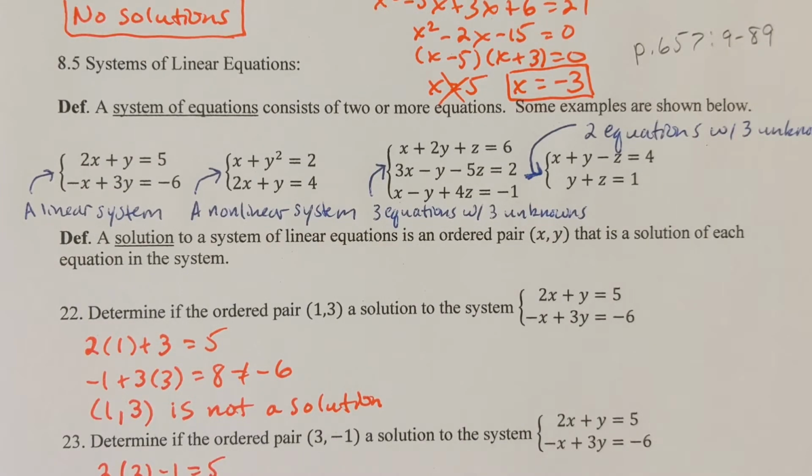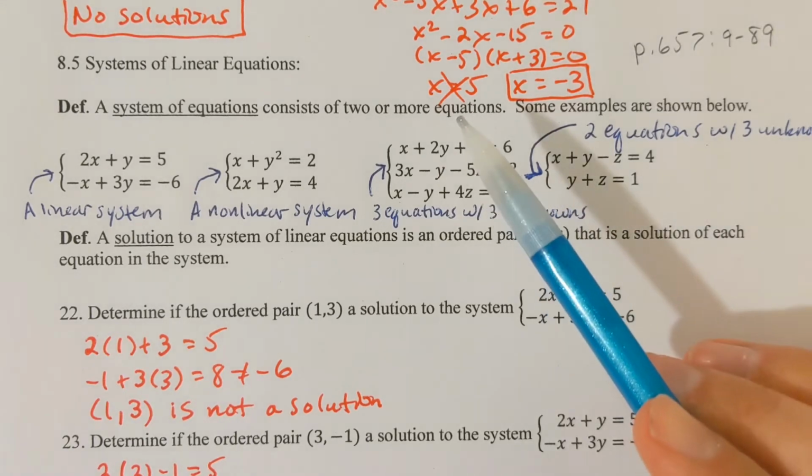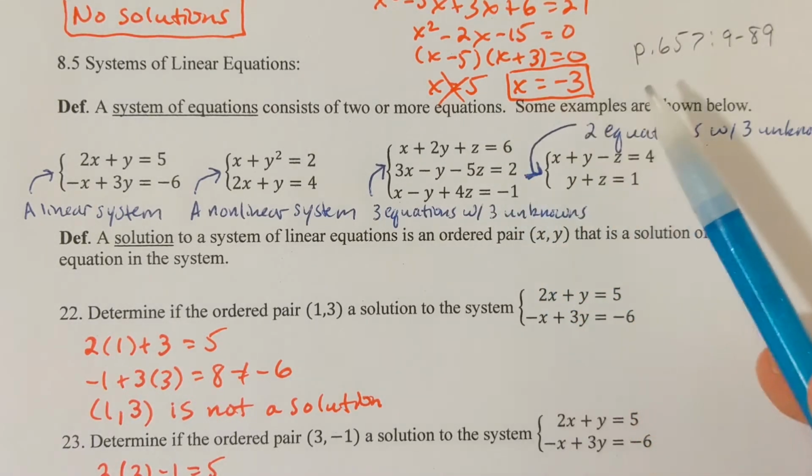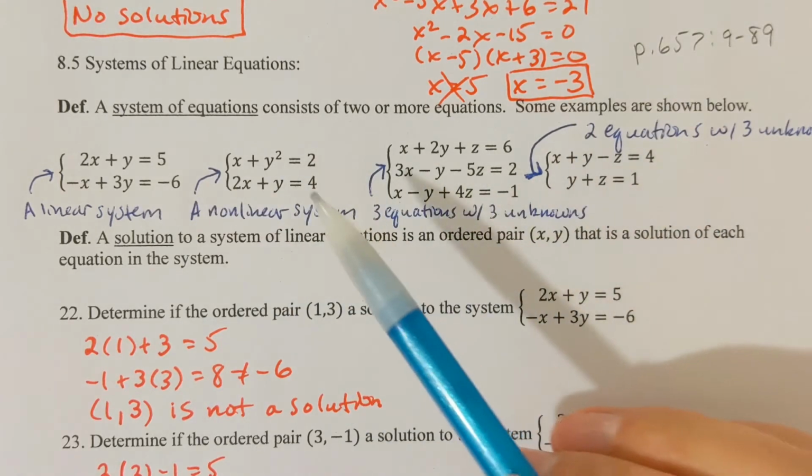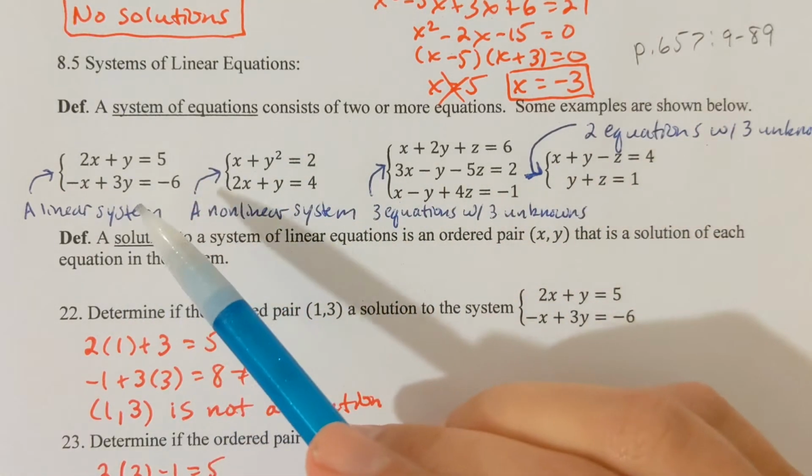Okay, 8.5 is the last section in Chapter 8. We're going to talk about systems of equations in this section. A system of equations consists of two or more equations, and I've got some examples of some systems shown below here. So here's one example.